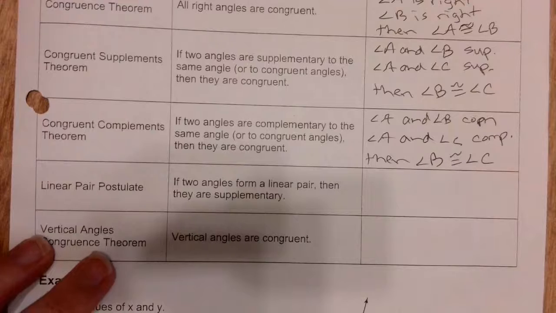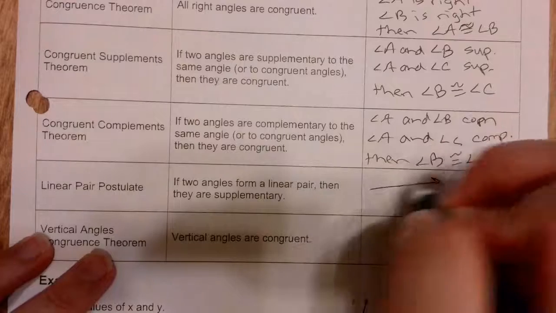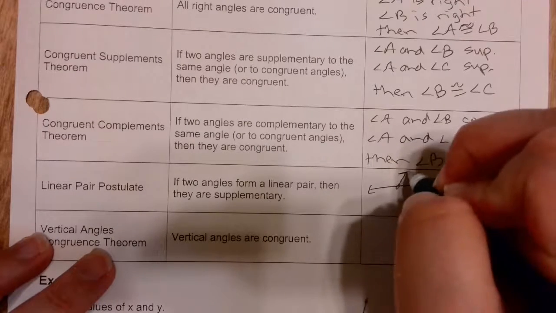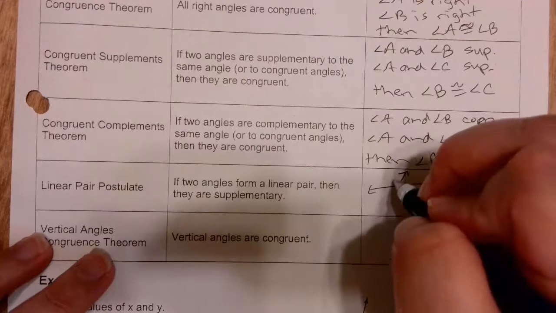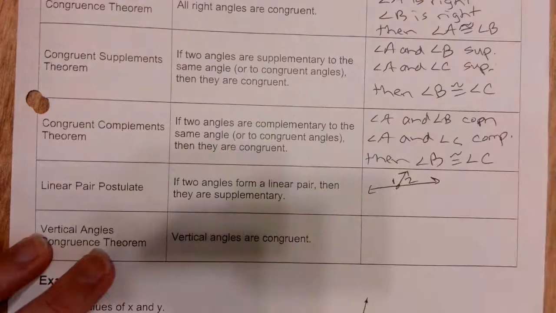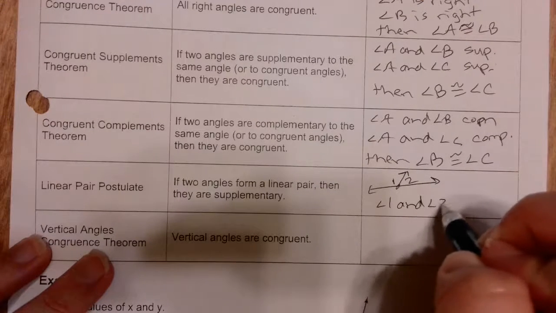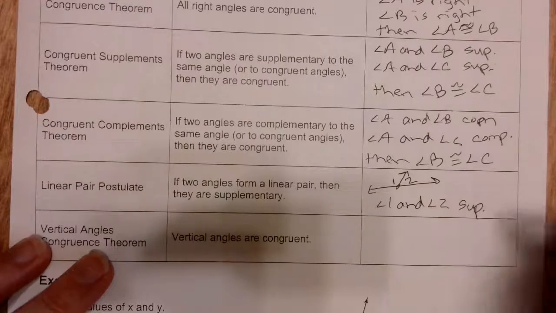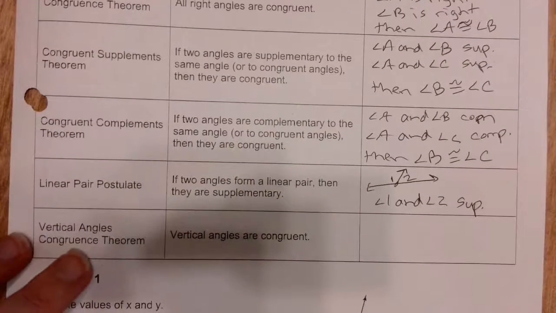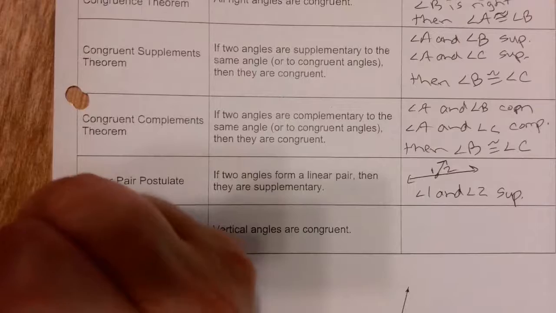The linear pair postulate. If 2 angles form a linear pair, then they are supplementary. Let's call them 1 and 2. So angle 1 and angle 2 are supplementary.